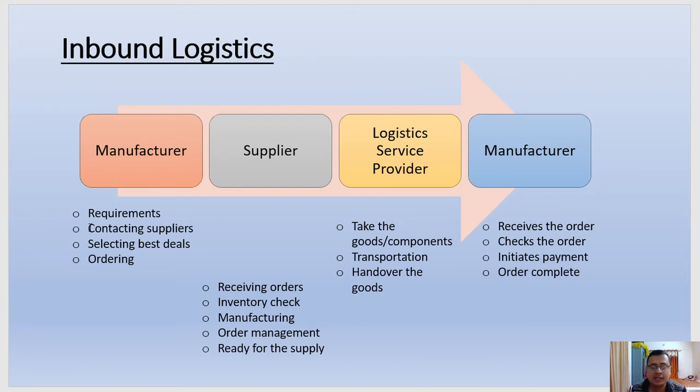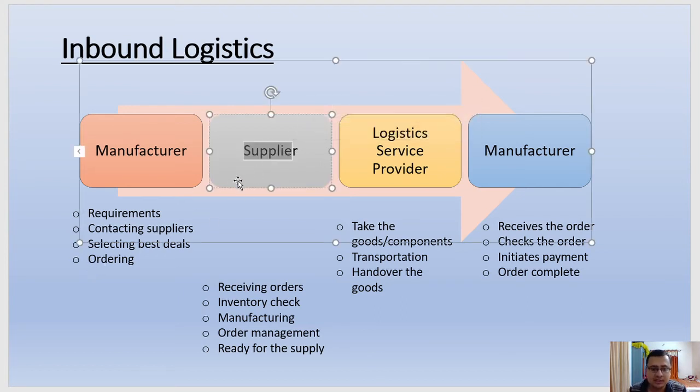Now I'll be checking the market for who the suppliers of these components are. I will contact various suppliers and select the best deals among them. Suppliers also give deals to the manufacturer. I'll select the best one, which will be beneficial and cost effective for me. The quality of the products shall not be compromised. So I'll select the best deal and initiate the order. I have given the order to the supplier.